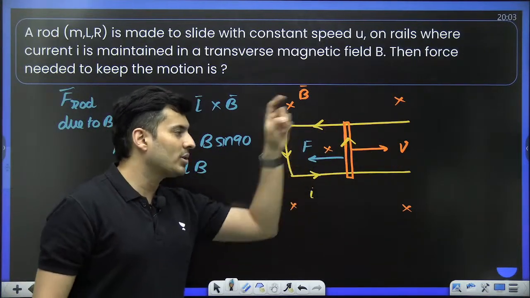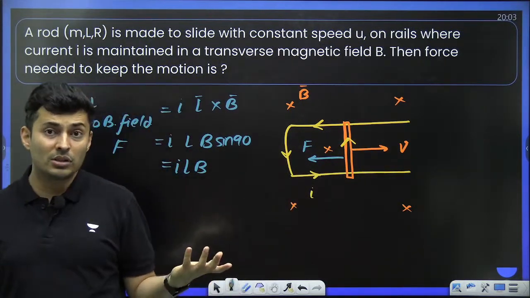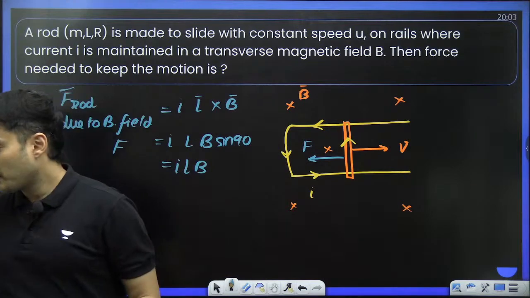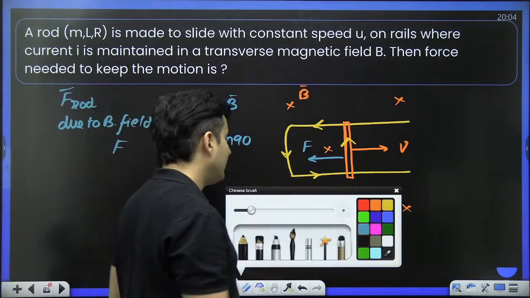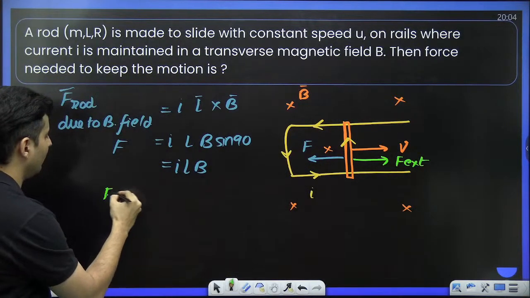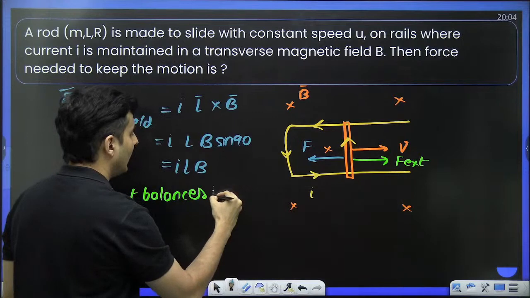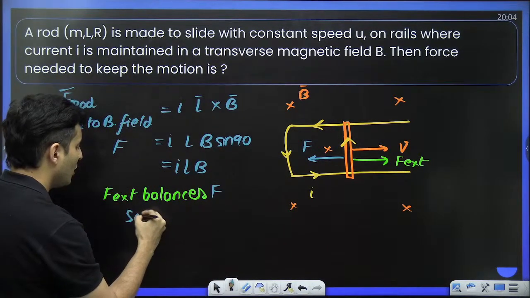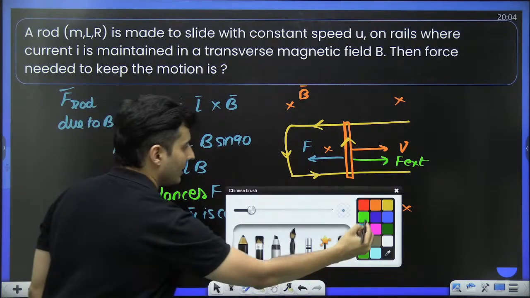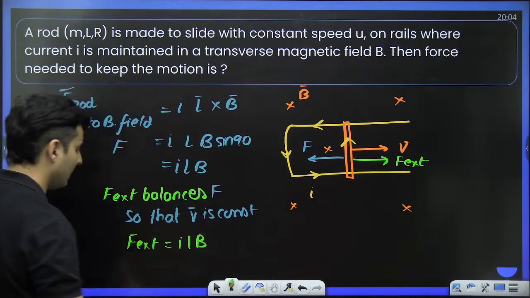Isn't the velocity opposite to the force? You are moving it like this, but the velocity is basically opposite to the force, so it will retard. But it is mentioned in the question that you are maintaining a constant speed. If you are maintaining constant speed, there must be one more force, which is the external force. The external force balances that force F, so that velocity is constant. So can I say my external force will be exactly equal to F? It will be ILB only.